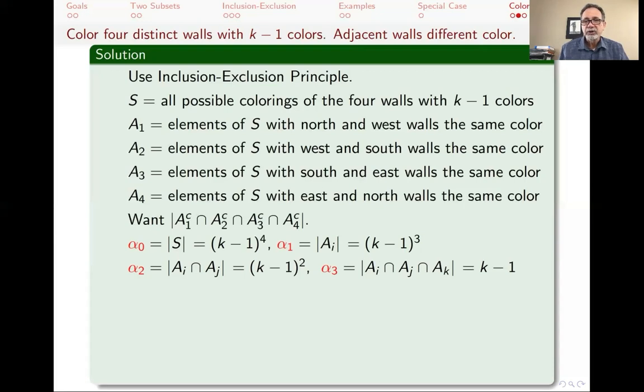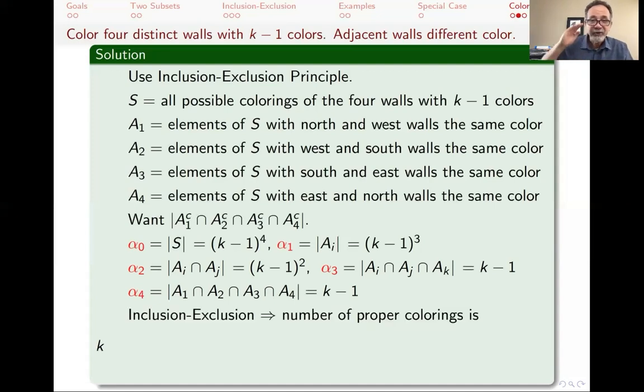And alpha 3, if all 3 of these are the same, then you just have K minus 1 because they're all going to be the same. And in fact, alpha 4 is going to be K minus 1 also, because regardless of whether or not you intersect 3 of these or 4 of these, it means that all 4 walls have the same color. And if all 4 walls have the same color, you have K minus 1 choices because you have K minus 1 colors. Why K minus 1 colors and not K colors? Because we've already used one color for the ceiling. So K is the number of ways to color the ceiling.